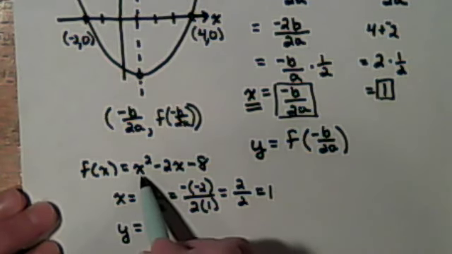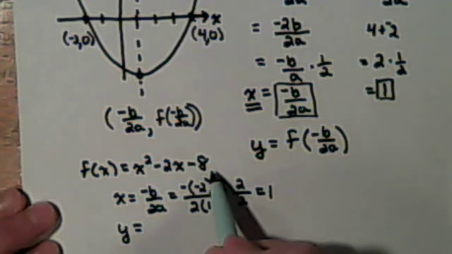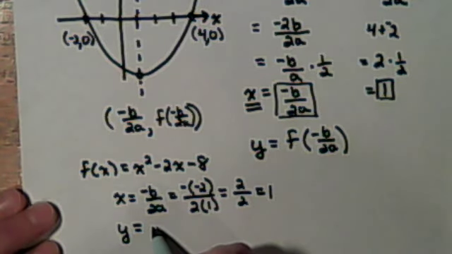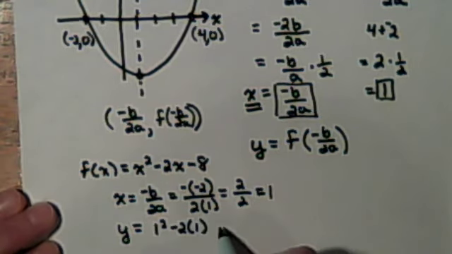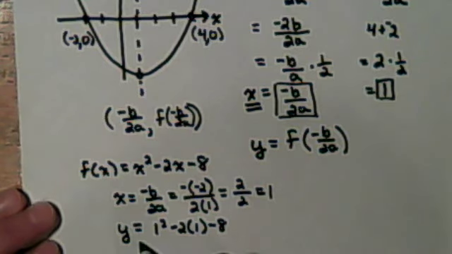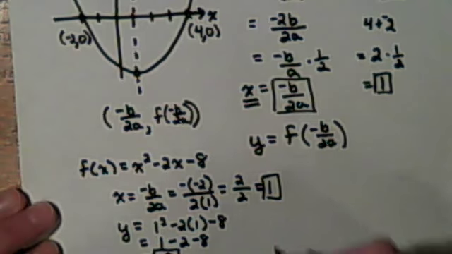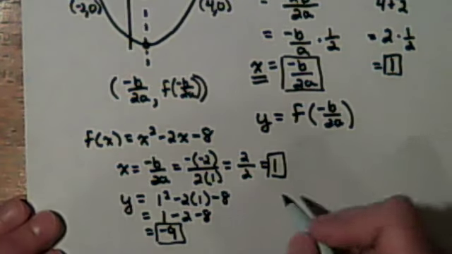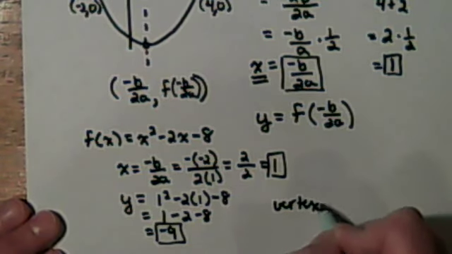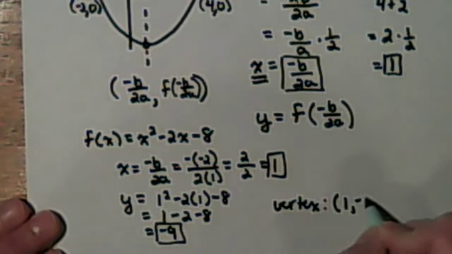To find y, we substitute it back into the function. And so we end up with 1 squared minus 2 times 1 minus 8. When we evaluate that, that's a 1 minus a 2 minus an 8, which ends up giving me negative 9. So my vertex ends up being here, (1, -9).